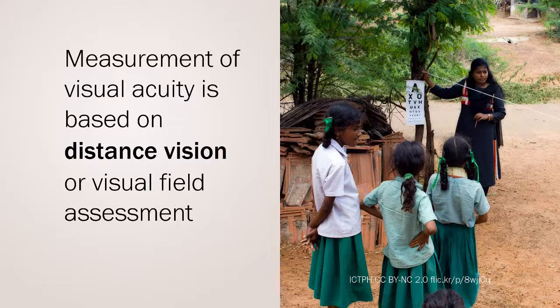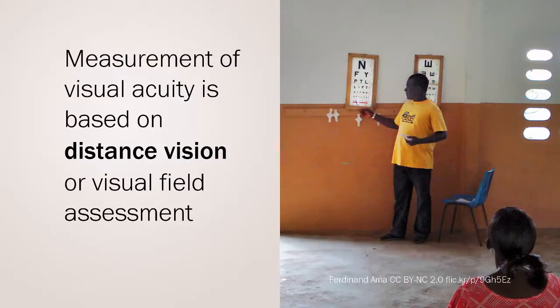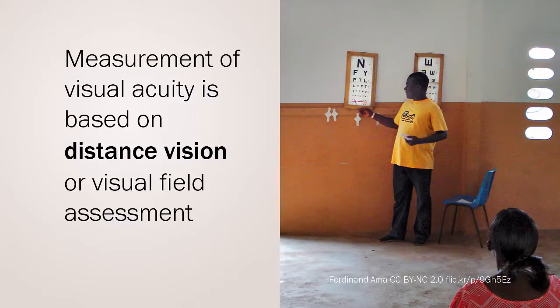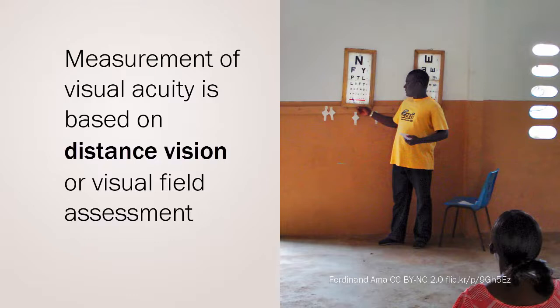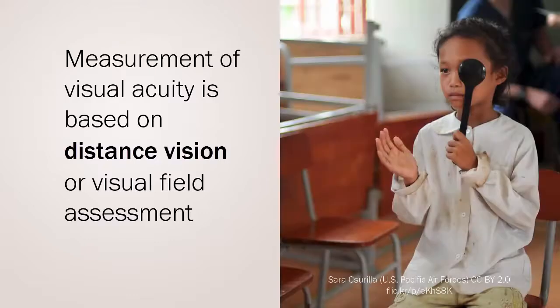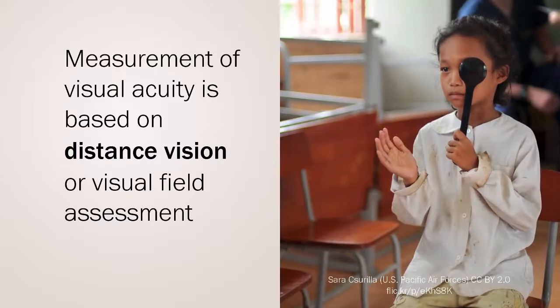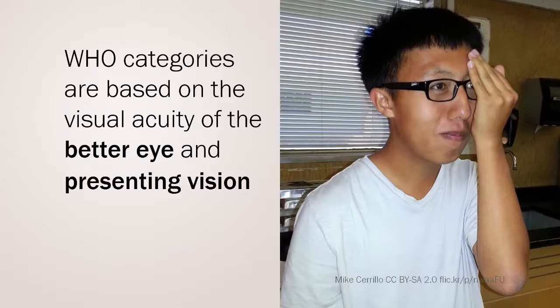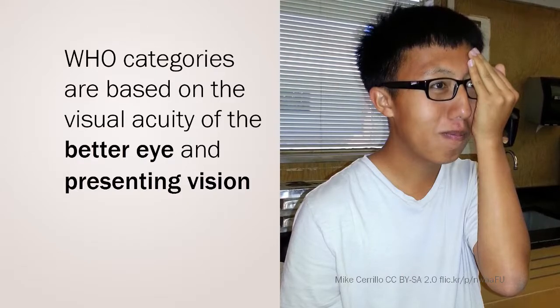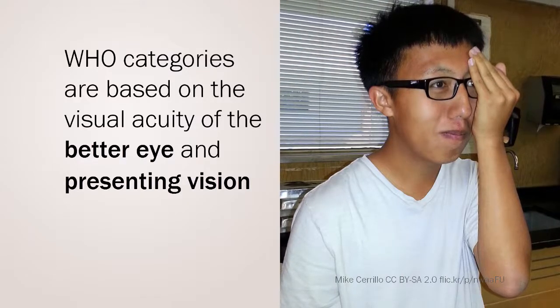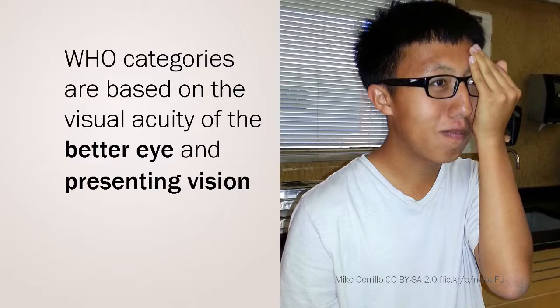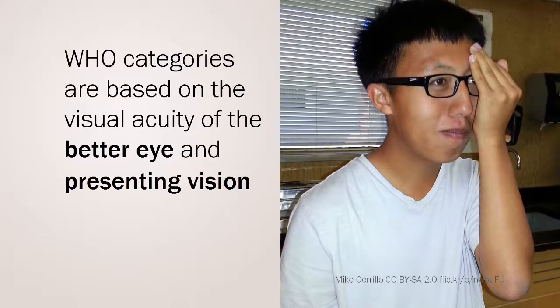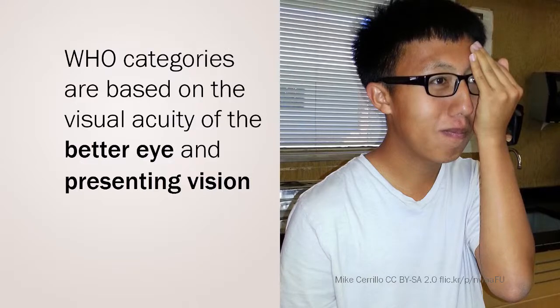Measurement of visual acuity is based on distance vision or visual field assessment. A Snellen or equivalent chart is used at a distance of 6 meters or 20 feet in a well-illuminated environment. The patient reads across and down the chart as far as they can. Each eye is tested independently and recorded. WHO categories are based on the visual acuity of the better eye and presenting vision. Pinhole is not used when using this method. Presenting visual acuity provides an understanding of refractive need and is important, particularly for epidemiological surveys and for planning.